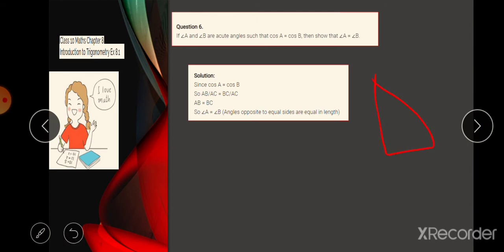Okay. Next we'll go for the next sum: angles A and B are acute angles. Just draw the diagram. Angle A and angle B are acute angles in a triangle, and angle C is a right angle. Then cos A equals cos B. We have to show that both the angles are equal.